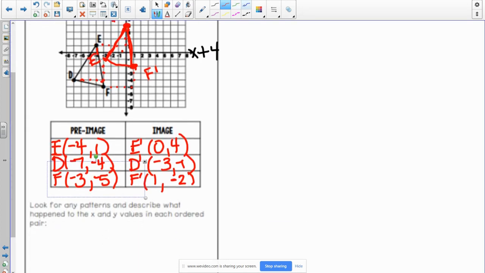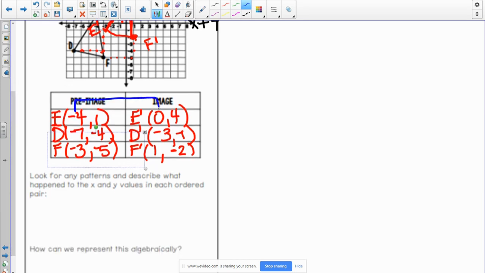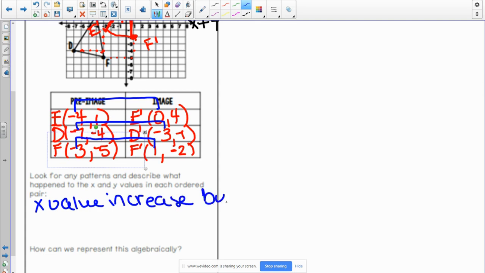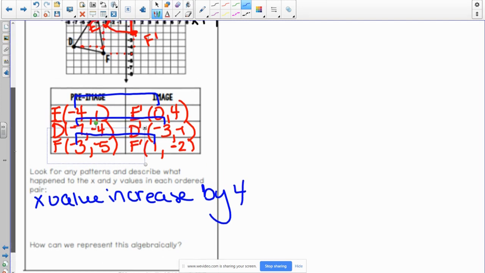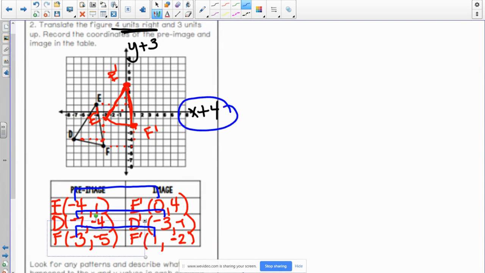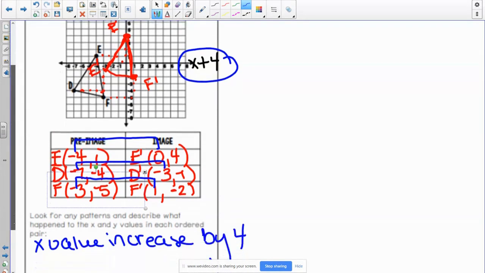So let's look at the xy to help us with that algebraic expression. Let's look at the x's first. So -4 to 0, -7 to 3, -3 to 1. Well, it looks like the x values increase by, and that should shock you, by 4. And we kind of knew that already if you go back up here in my thought process, since we're going to the right, and the right is on a positive side, like the positive side of a number line, meant we were adding 4.